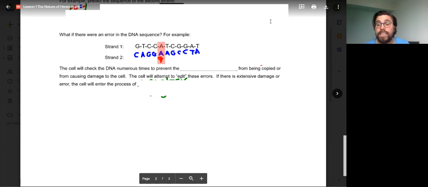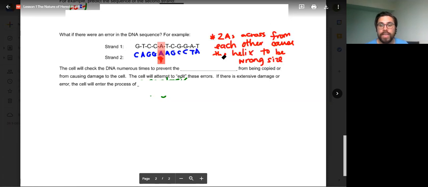Yeah, it should be a T. Exactly. It should be a T, right? That base pair, this A was mistakenly placed in there when it should be a T. So there's two A's across from each other. That causes the helix to be the wrong shape and the wrong size. And as a result of that, it is what's called an error.